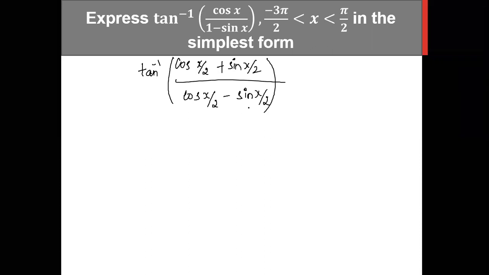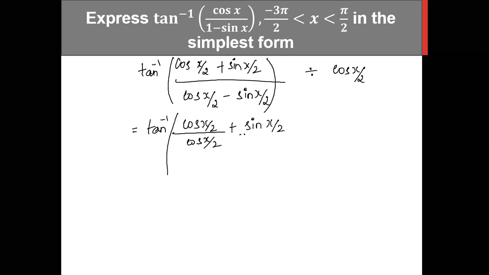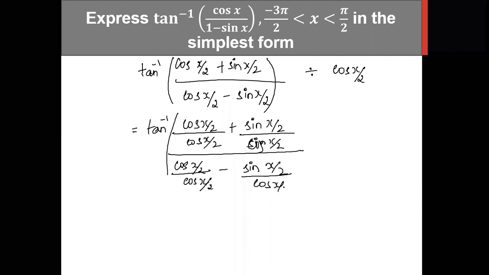Since many of you know what the next step is, you have to divide the numerator and denominator by cos x by 2. So if you divide, it is tan inverse of cos x by 2 by cos x by 2 plus sin x by 2 by cos x by 2. This looks big only because I am writing each and every step, which is not necessary. If you know the substitution or the formulas properly, you can do it. Okay, so sin x by 2 by cos x by 2.